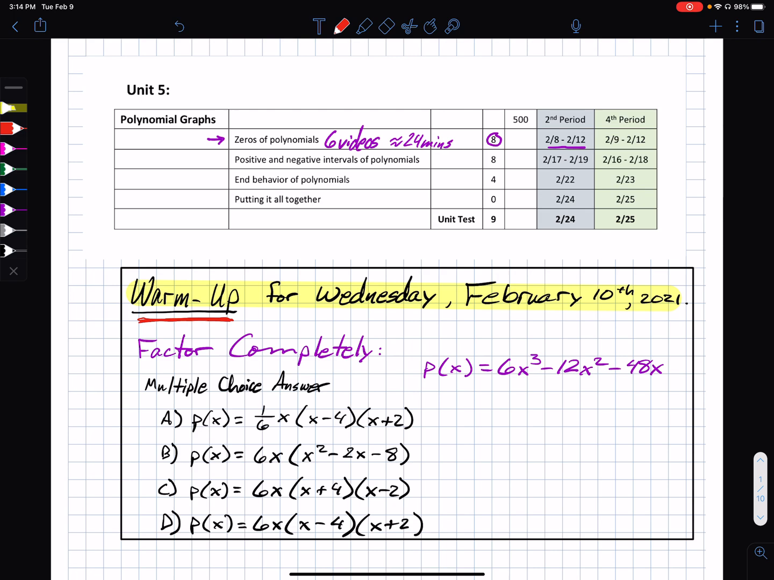We started this lesson earlier this week and did the first four problems. Today we're going to try to wrap up those last four problems talking about zeros of polynomials. So your warm up here has you looking at this polynomial function and trying to factor it completely.